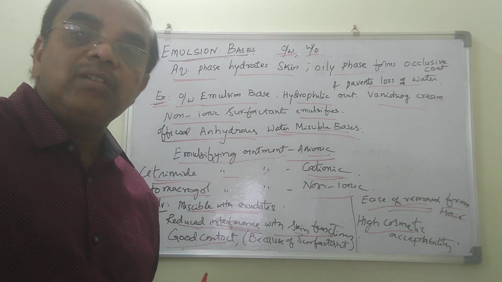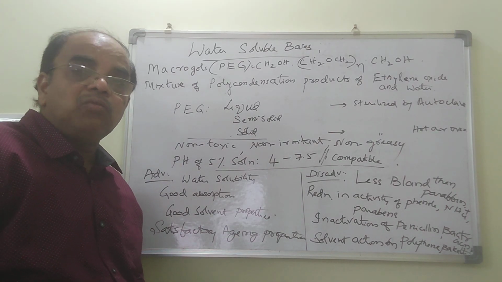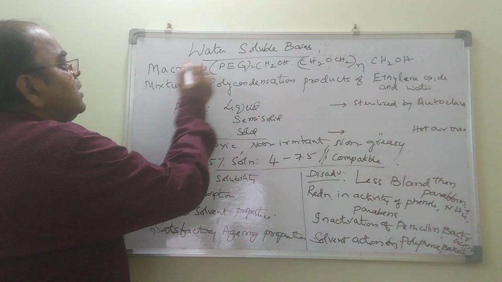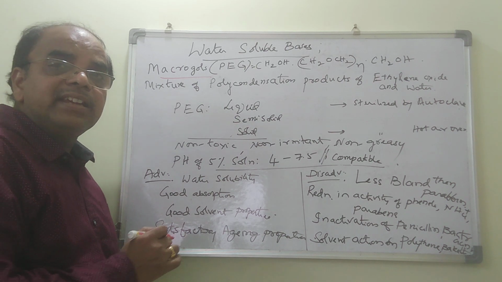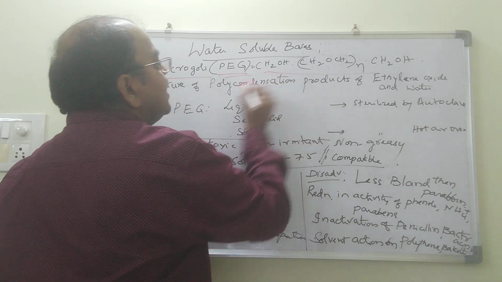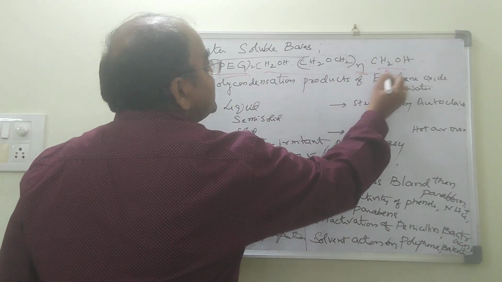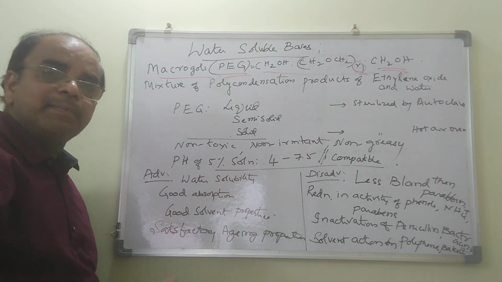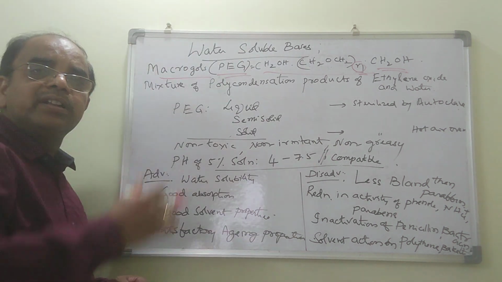Next one is the water soluble bases. The best example, macrogol, polyethylene glycols. This is the formula: CH2OH, CH2O, CH2, N number, and CH2. Depending upon the number, N is equal to some number. Depending upon that, PEG may be varying from 200 to 10,000 also.